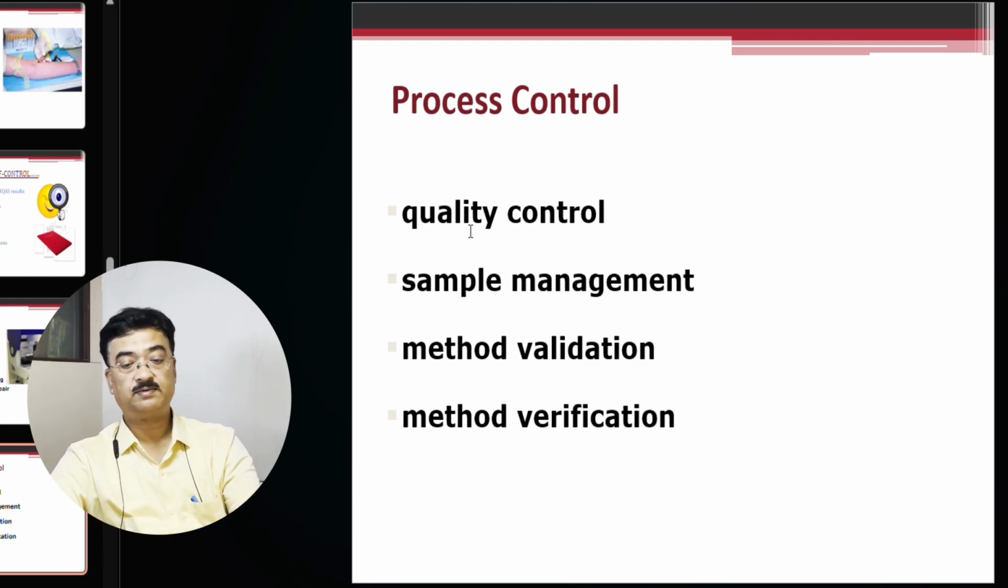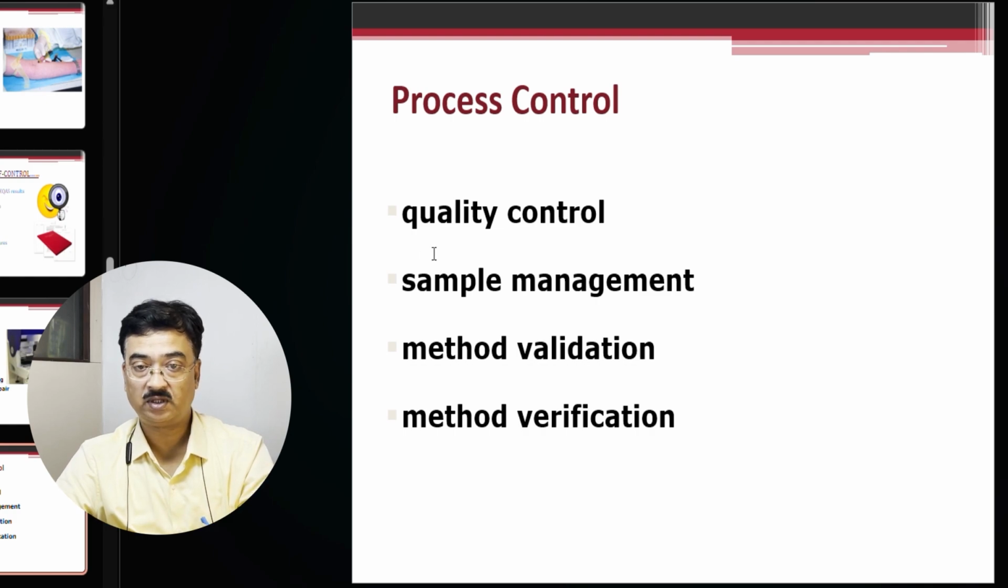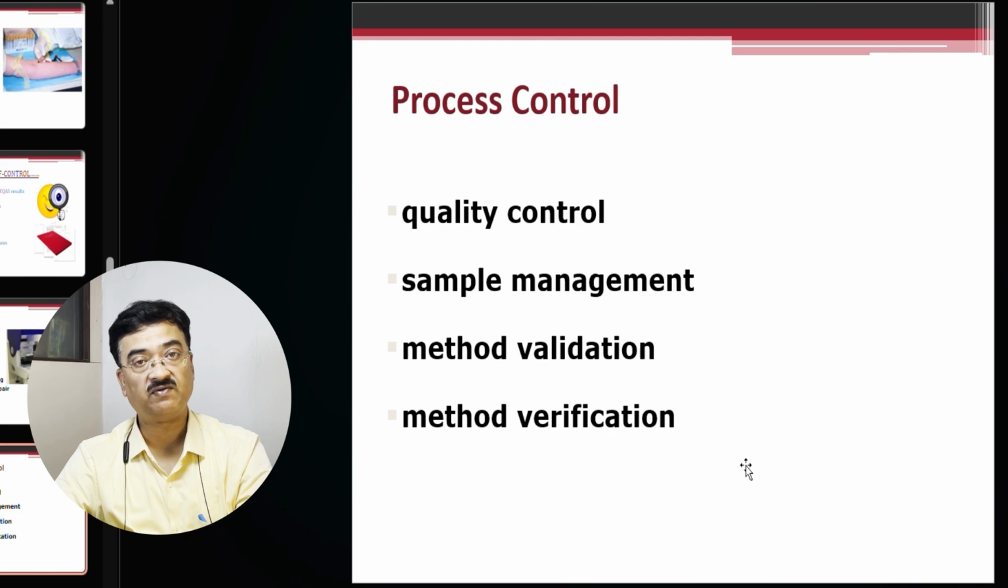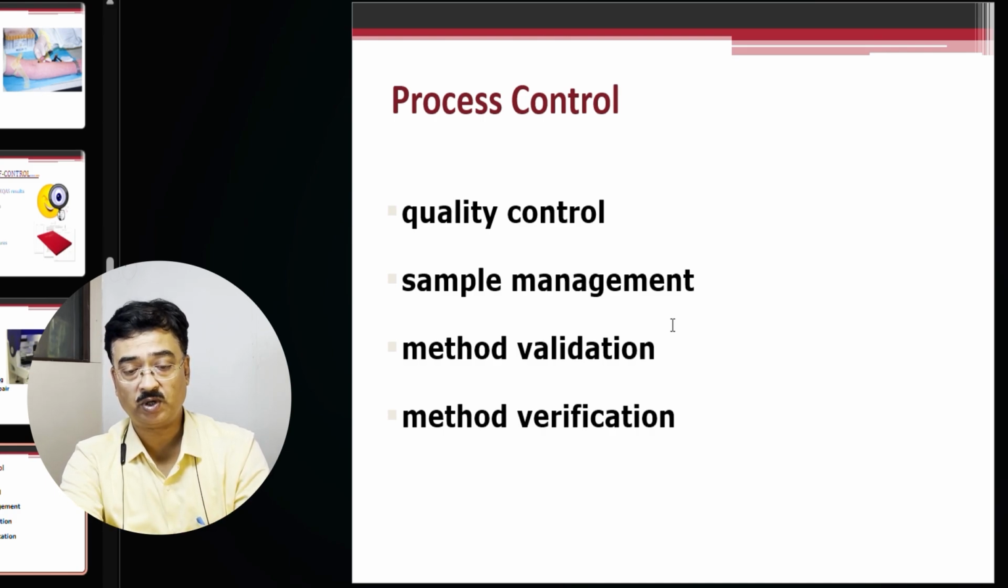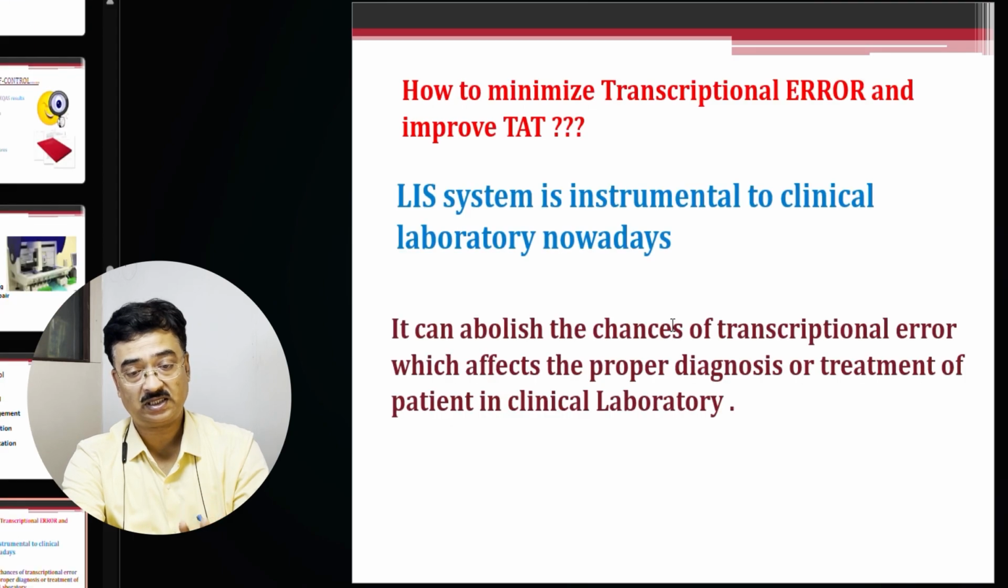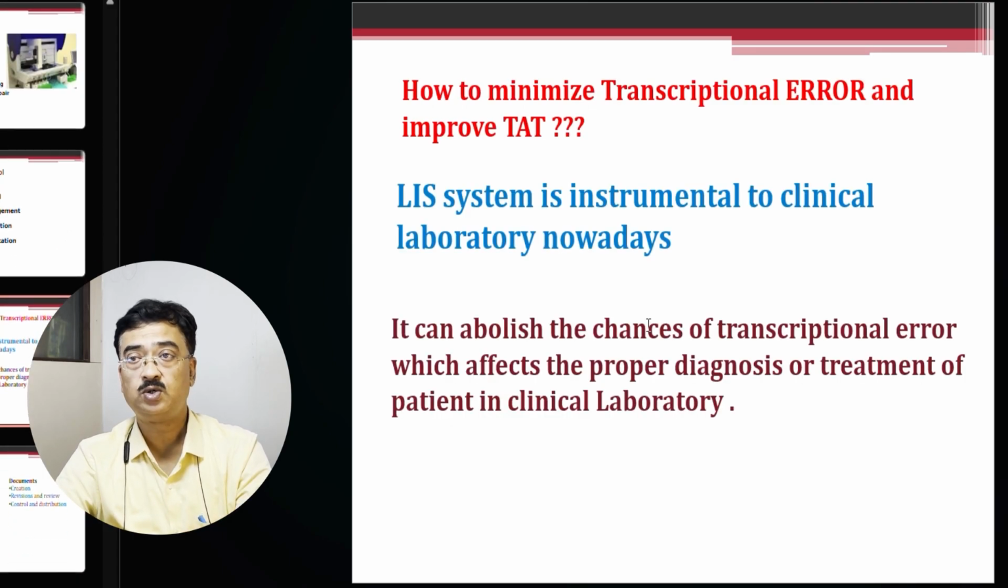The first step, what I told you, is quality control. Then sample management, method validation and method verification. Validation means when you are doing a test, the method has to be validated by a proper validating body. Verification is what? You are using a validated, globally accepted method, but you have to see whether it is good for the population you are catering to. So, these are the process controls which help you to do better.